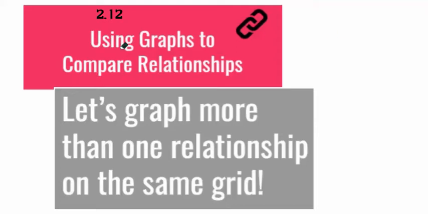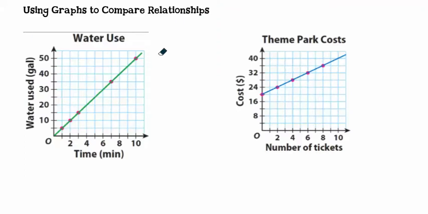All right, today's lesson, we are using graphs to compare relationships. So this time we are looking at a graph that has two lines on it. So we're looking at two different relationships. So let's just build on what we know so far, what we have been learning.